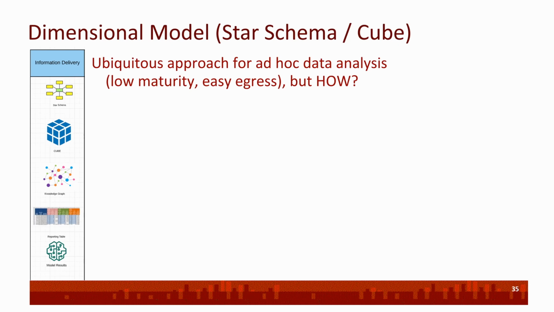So the star schema, if you're not familiar with that, it's a ubiquitous, almost, approach for ad hoc data analysis. It lets us slice and dice the data by dimensions. It really is the lowest maturity thing that we can do, and it's easy to get the data out. If you just want the transactions in a star, it's fairly easy to do that. We can do that very quickly.